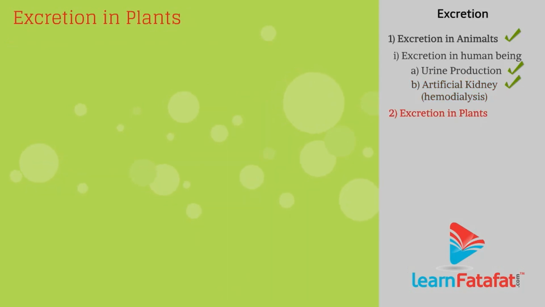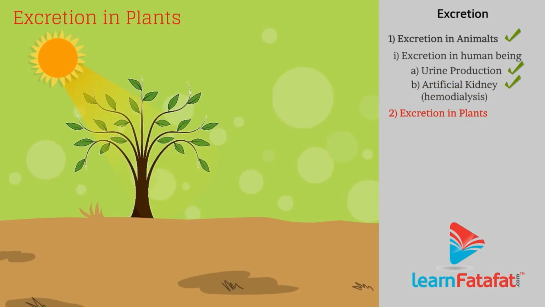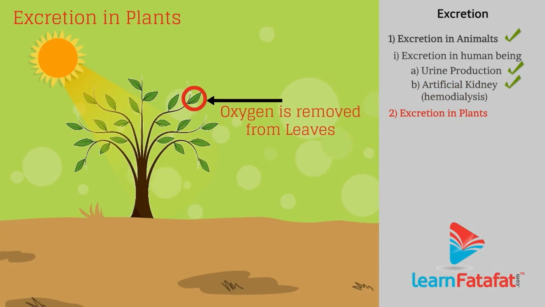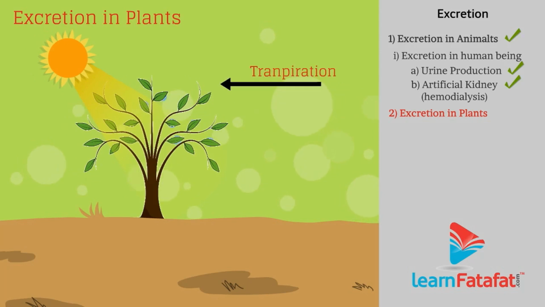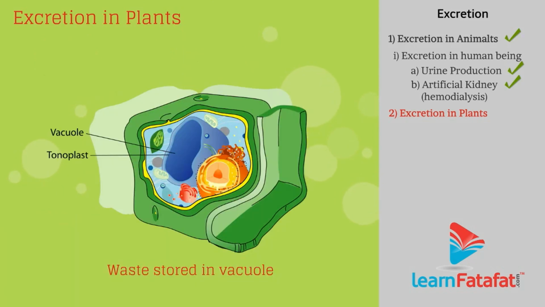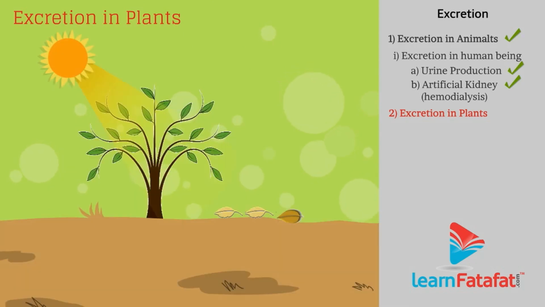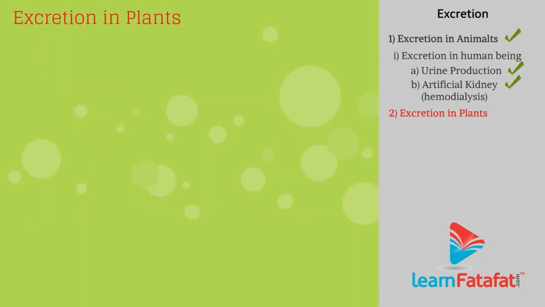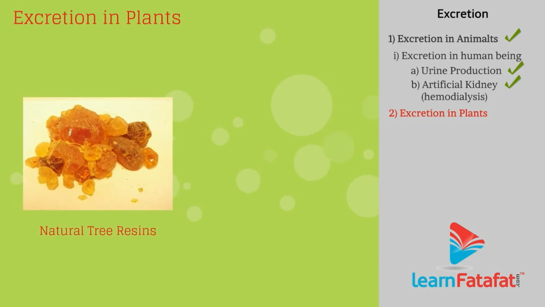Excretion in plants. Oxygen, which is a waste product generated during photosynthesis, is removed from the leaves into the air. Similarly, water is removed in the form of water vapors through the process of transpiration. Plants also store waste products in cell vacuoles. Waste products are also stored in plant leaves that fall off the plant. Waste products are also stored in the form of resins and gums.